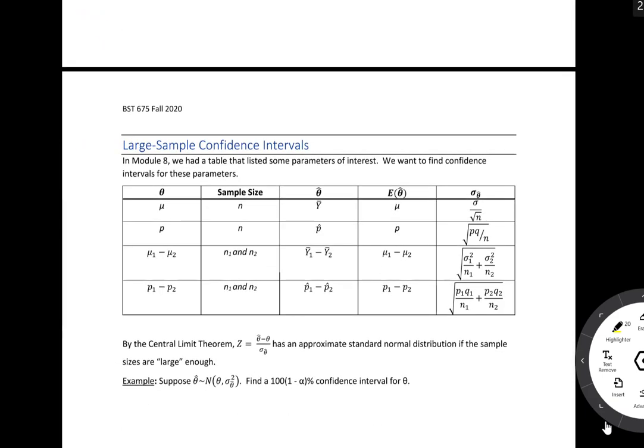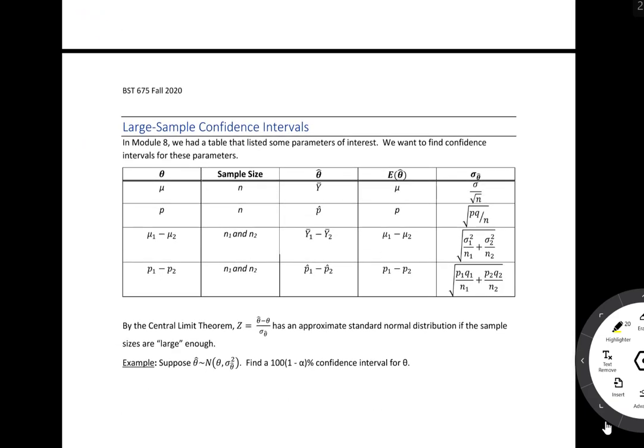There are several large sample confidence intervals that you have probably seen in the past. We had this table back in module 8 that listed some parameters of interest. In this column, we have the different parameters, a specified sample size, and the estimator. We have the estimator's expected value as well as its standard deviation. Remember that the standard deviation has to do with the sampling distribution, and it tells us about the variability of that estimator.